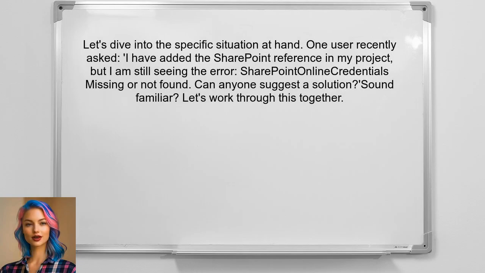Let's dive into the specific situation at hand. One user recently asked, "I have added the SharePoint reference in my project, but I am still seeing the error. SharePoint Online Credentials missing or not found. Can anyone suggest a solution?" Sound familiar? If so, let's work through this together.